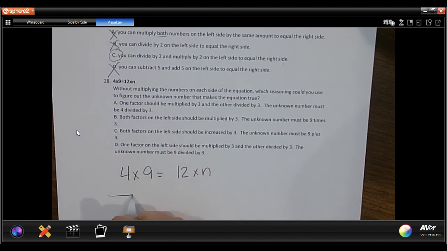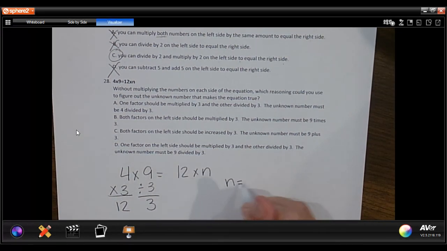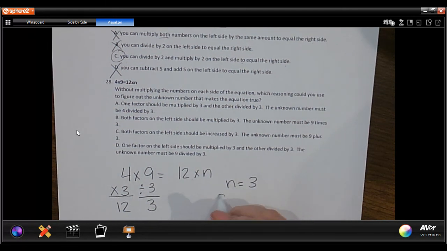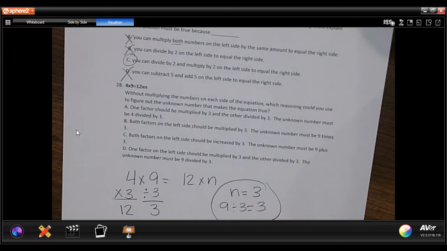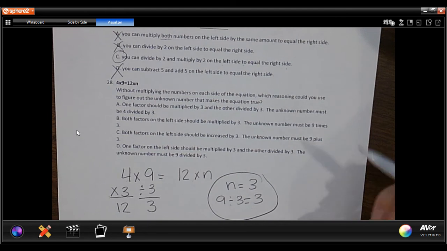4, we're trying to make it equal to 9. 4 times what will give me 12, and that's times 3. I'm going to do the opposite, so I'll have to divide this side by 3. 9 divided by 3 is 3. So n must equal 3 because 9 divided by 3 gives me 3. So I want to look for something in the problem that tells me 9 divided by 3 equals 3, and that tells me n is 3.